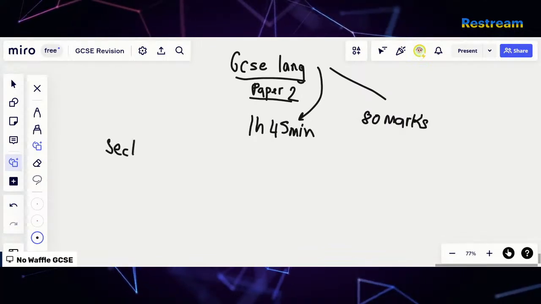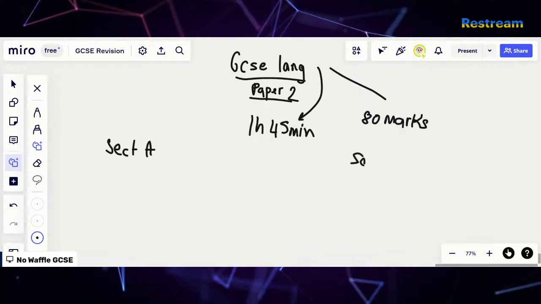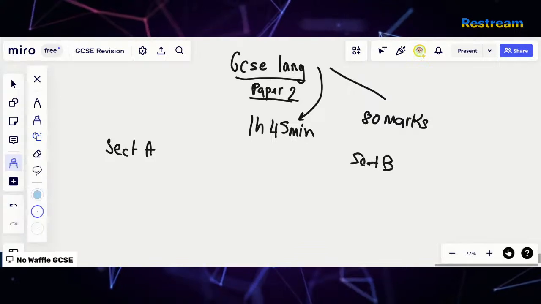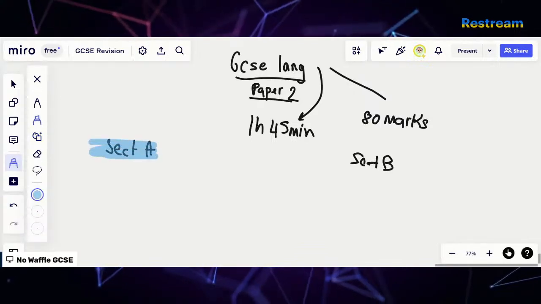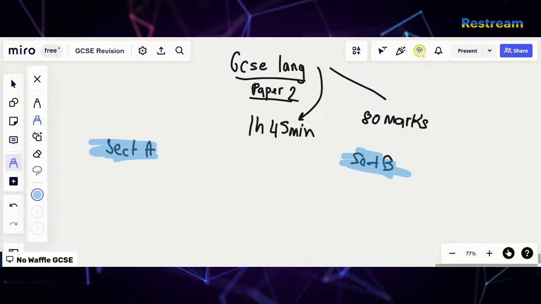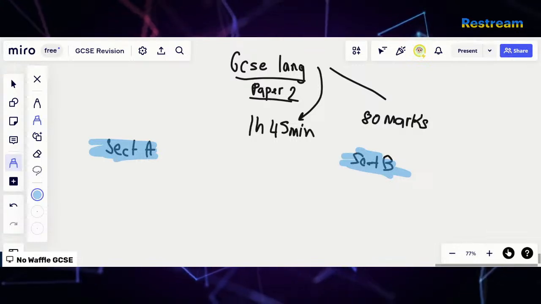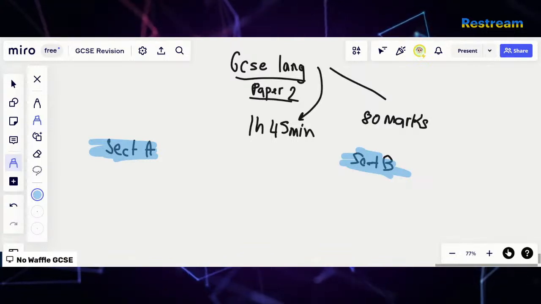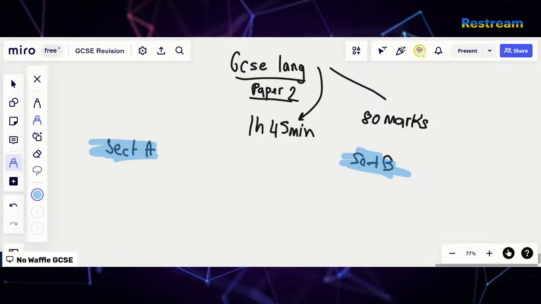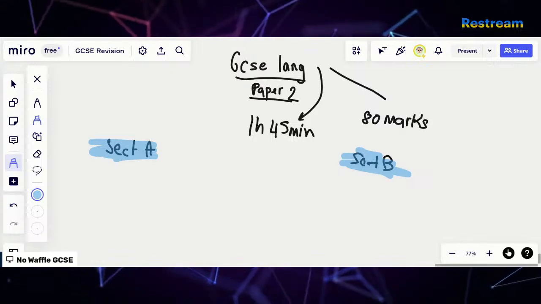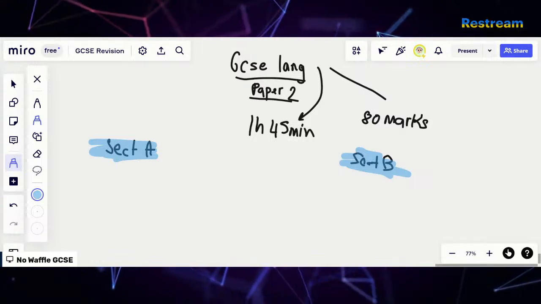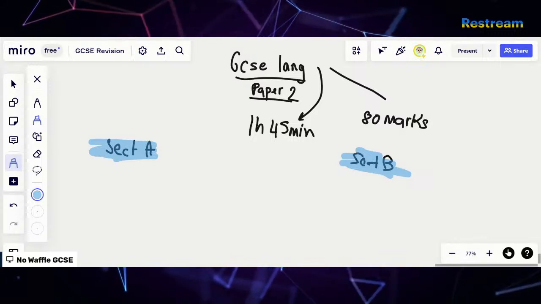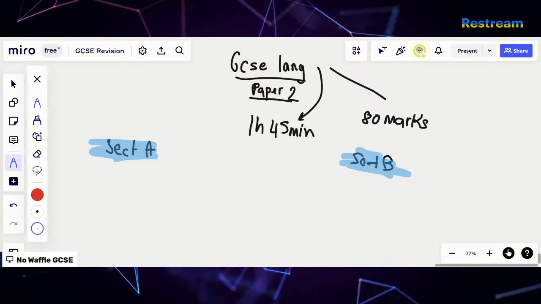So we've got section A and section B. Now, section A is the reading section, just how in paper 1. And in section A, you're going to be given 2 non-fiction extracts. Now, they're both going to be linked by the topic, but written in very different styles, different genres, and in different centuries. So there's key points there.